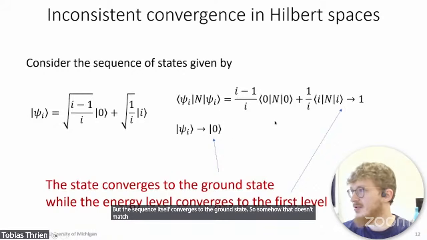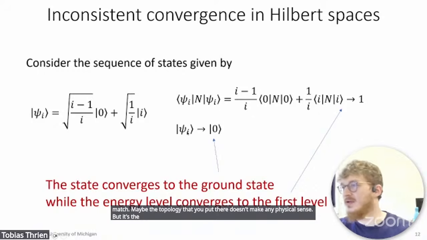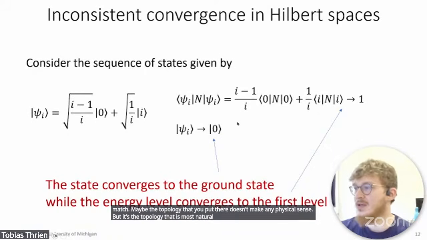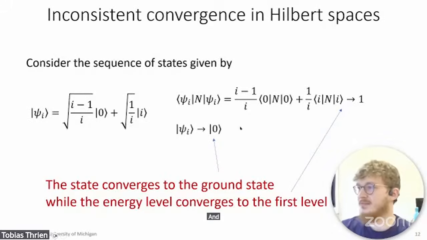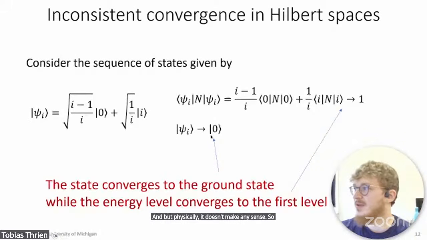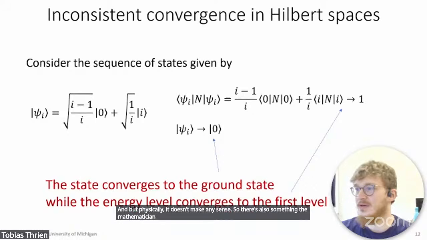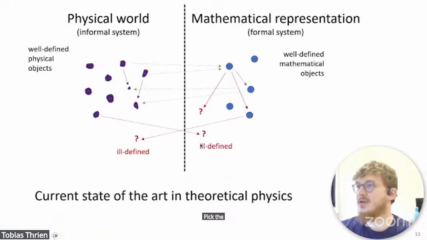Maybe the topology that you put there doesn't make any physical sense, but it's the topology that is most natural, I guess, for mathematicians. Physically it doesn't make any sense. So there's also something the mathematician won't fix for us. We have to find out what we actually want and pick the right topology.